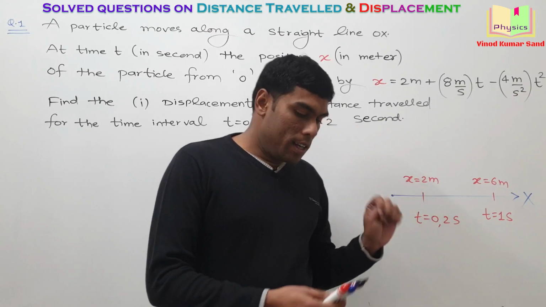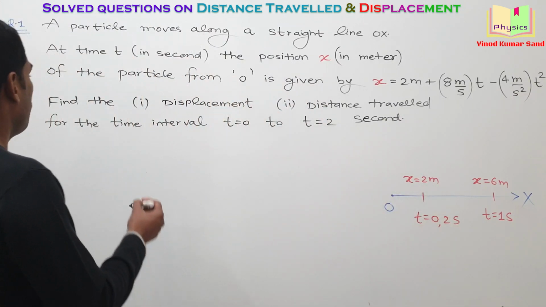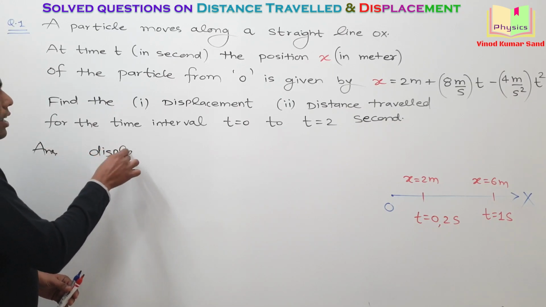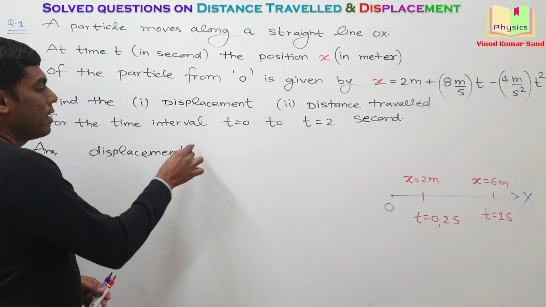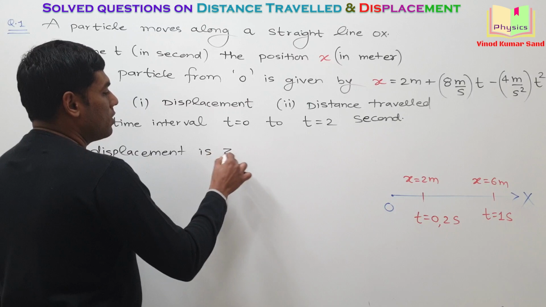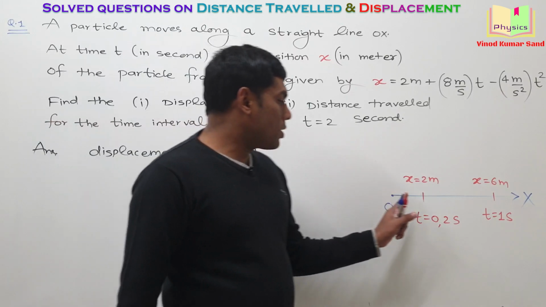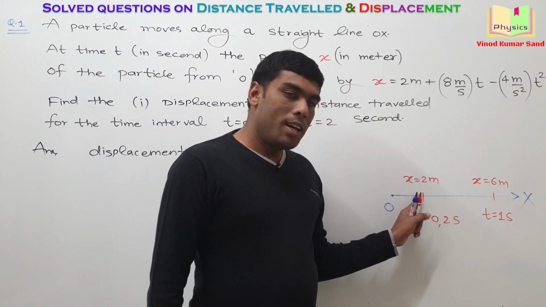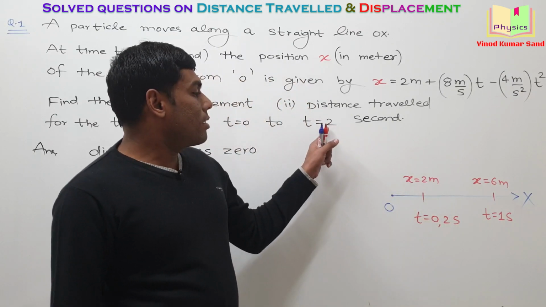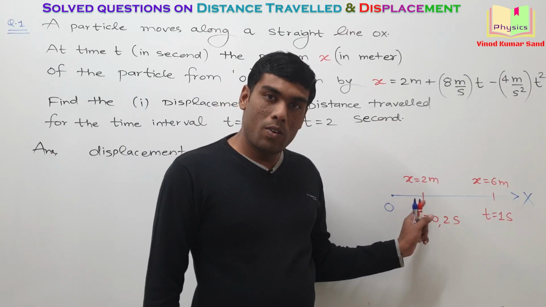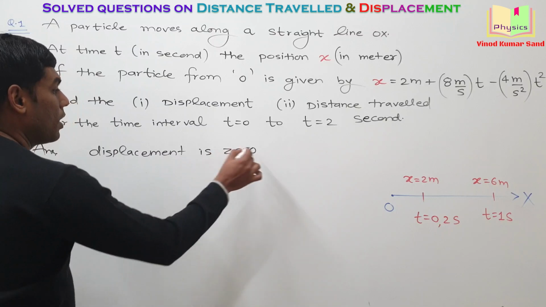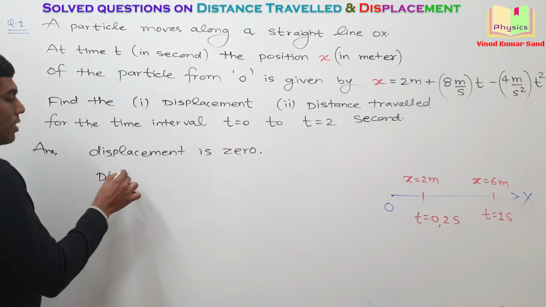Getting it? Now we can answer the things. The first part was asking the displacement. How much is the displacement of the particle? For this time interval 0 to 2 seconds, displacement is 0, because the particle started from here as well as the particle is reaching back to the same location at t is equal to 2 seconds. Okay, initial and final positions are same, so the displacement is 0. Next part is asking us the distance traveled.